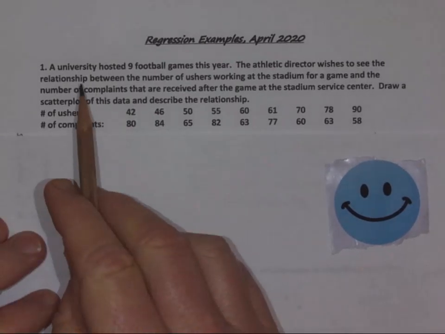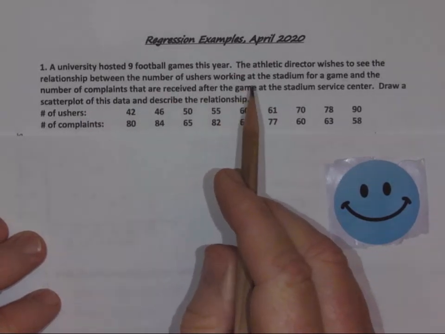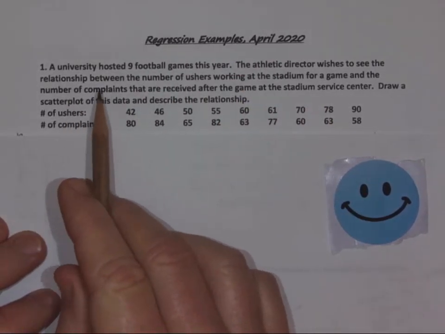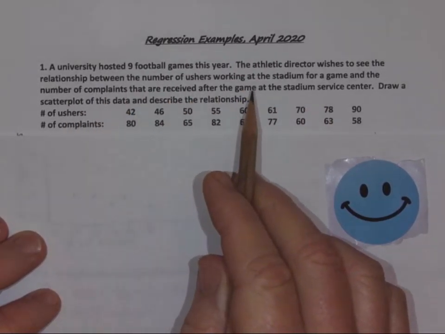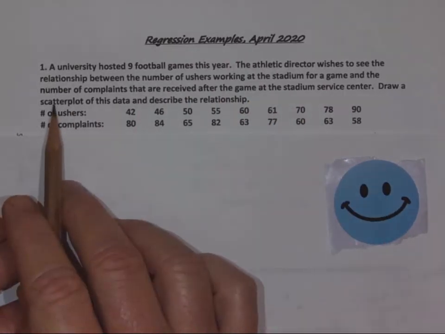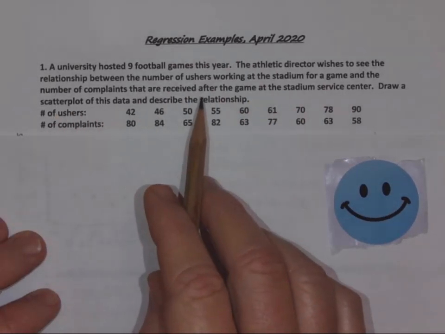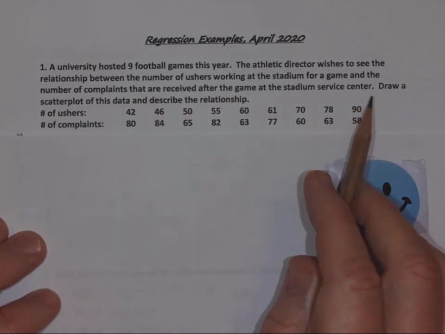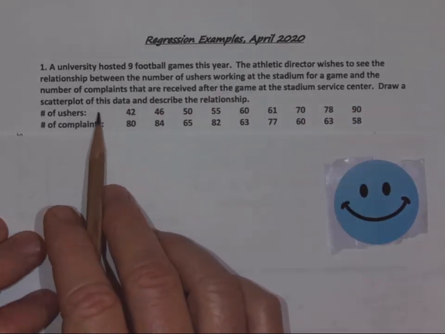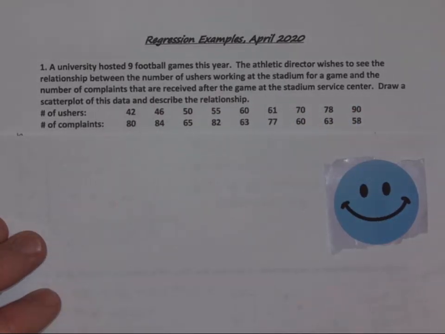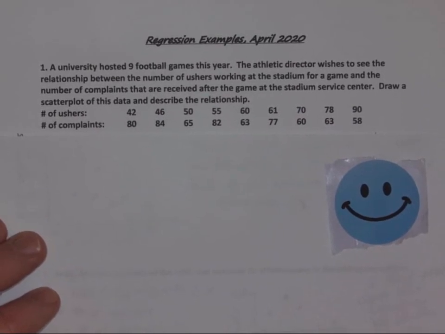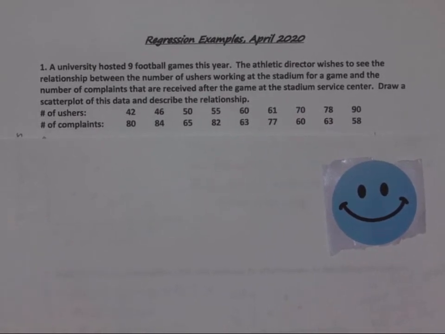So this one says a university hosted 9 football games this year. The athletic director wishes to see the relationship between the number of ushers working at the stadium for a game and the number of complaints that were received after the game at the stadium service center. It says draw a scatter plot of this data and describe the relationship. You notice, first of all, this is quantitative data. It's not categorical. You can't do regression analysis with categorical data, so to speak.